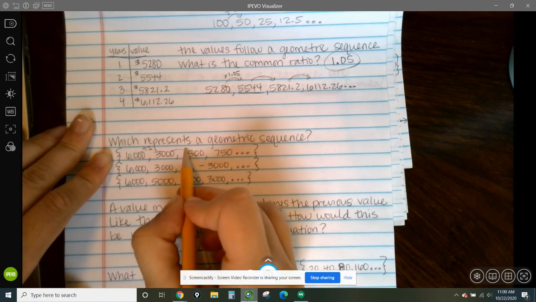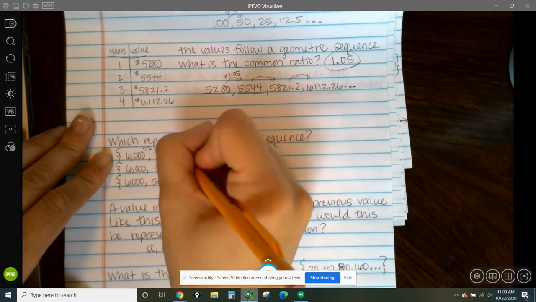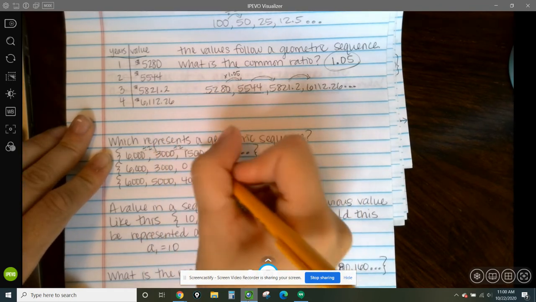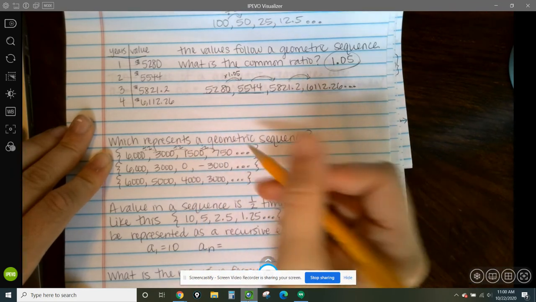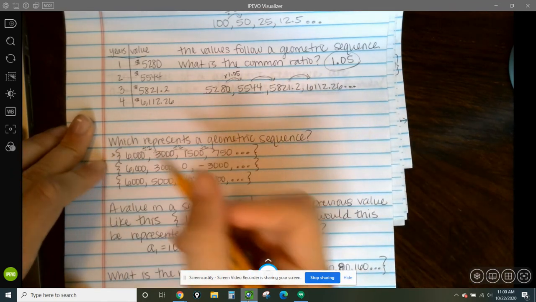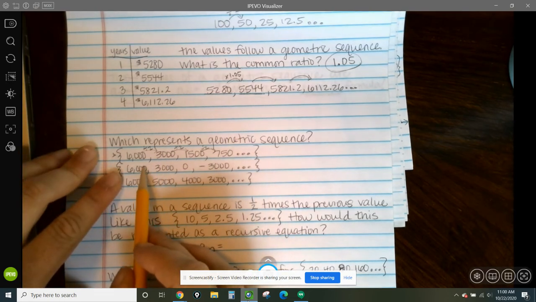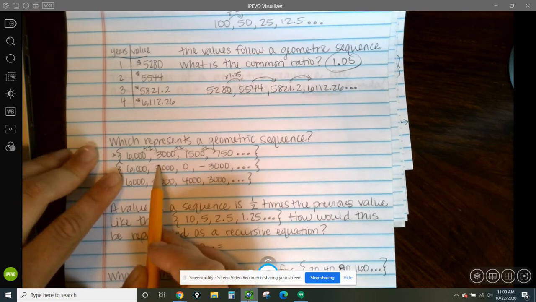Does that work here? 3,000 divided by 2, is that 1,500? Yeah, I think so. Divided by 2, 1,500 divided by 2 is 750. Yep. So far this one looks pretty good. Let's check the others. 6,000 to 3,000. Well, that could be dividing by 2, right?